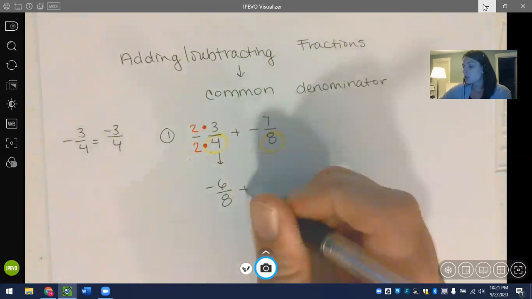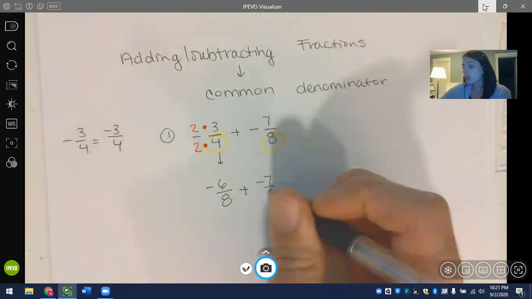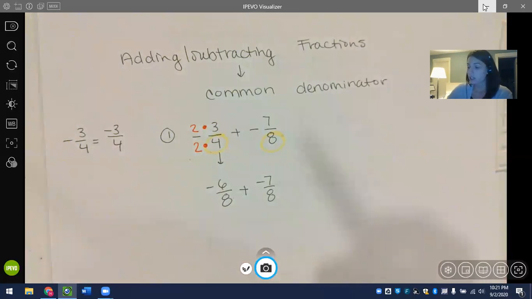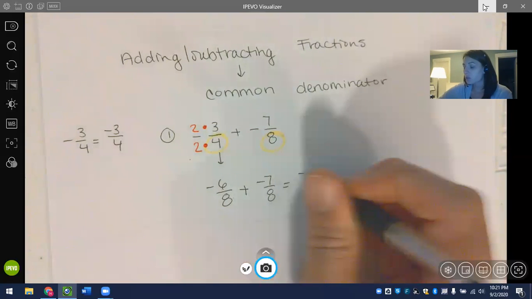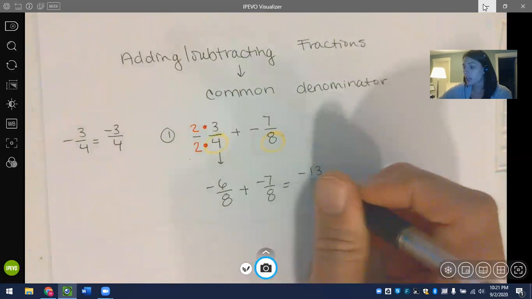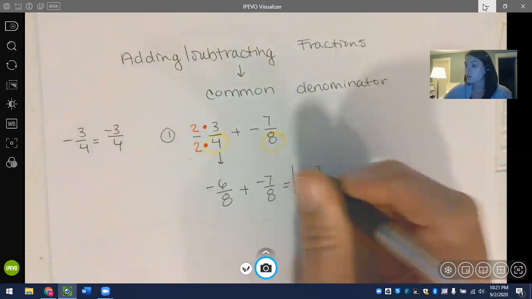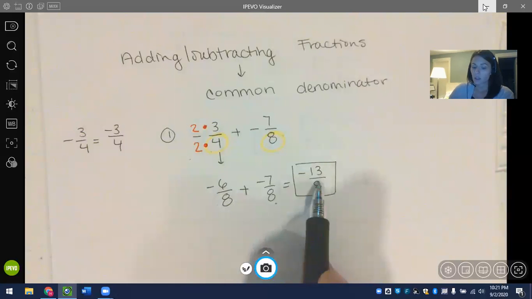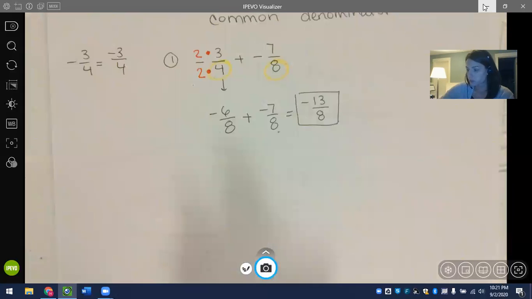And I'm adding to that negative 7/8. Now that I have a common denominator, I can just go ahead and add the numerators together. So negative 6/8 plus negative 7/8 is going to give me negative 13/8. But I absolutely need that common denominator before I can do this. Let's look at another example.